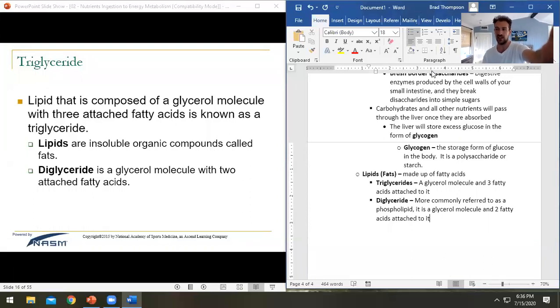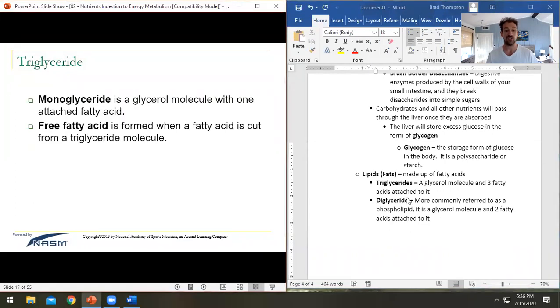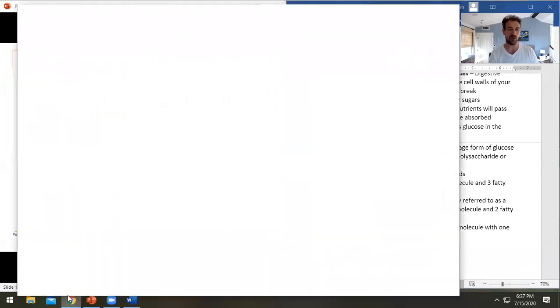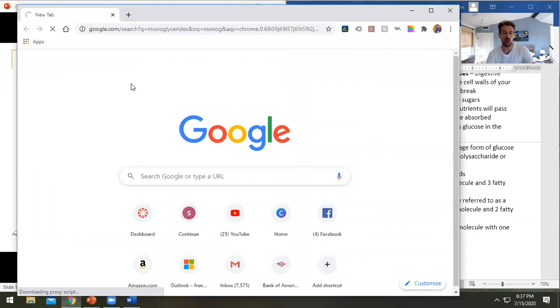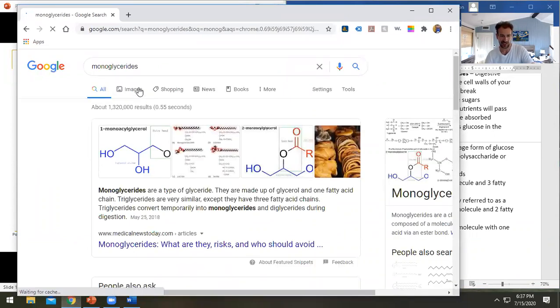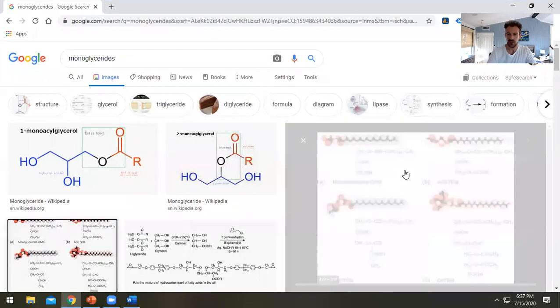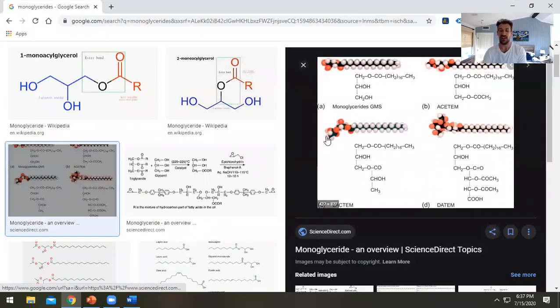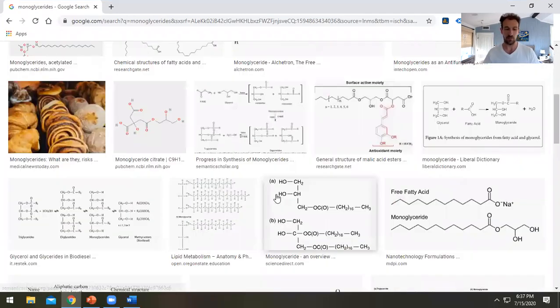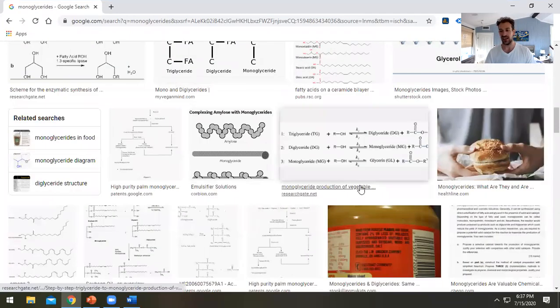So that is going to be a diglyceride or a phospholipid, right? And then you are also going to have monoglycerides, which is a glycerol molecule with one fatty acid attached. Okay, so if we look at a monoglyceride, that's a single, very uncomplicated fatty acid, right? This is about as simple as it gets, but it does still have that glycerol molecule there, right?